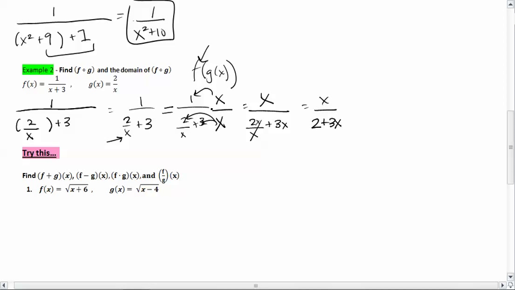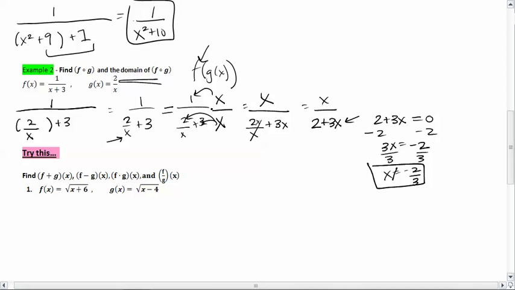Is there any point in this where we could have a 0? Sure, 2 plus 3x might equal 0 at some point, so let's find out where. 2 plus 3x equals 0. Subtract 2, we have 3x is equal to negative 2. Divided by 3, we have x is equal to negative 2/3. So for x equals negative 2/3, you can't do this. Our domain is going to be all real numbers except that x cannot equal negative 2/3. If we plugged in negative 2/3 into that equation, we would get an undefined function.